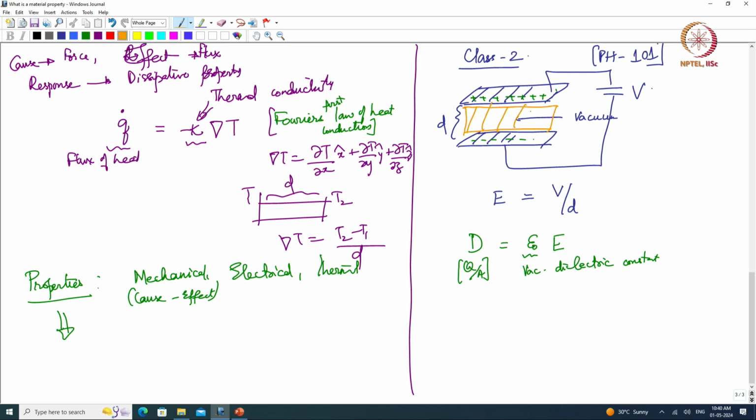This is my insulating material, or this is my dielectric. Now, the question is what will happen to the displacement charges. These are called displacement charges, which in vacuum are just epsilon naught E, but when I put in a material, what is going to happen?